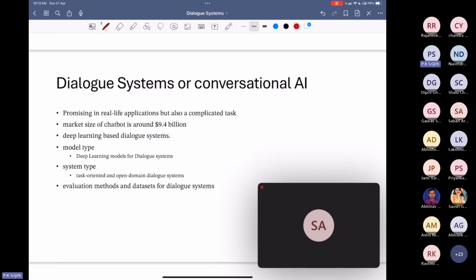Yeah, so this is something you all know. It's very, very useful in real life. In several businesses, several applications started using these conversational agents or dialogue systems. It's quite popular and its market size is quite large. Most of these dialogue systems are currently based upon deep learning techniques. Earlier, people used rule-based techniques and template-based techniques. So we will look at these deep learning based techniques in specific.